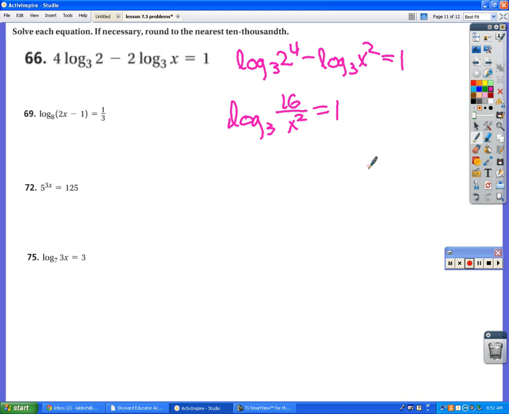Okay? And then this addresses the question that Alex asked earlier in class. He said, is it always going to be a 10? No. Now we have a 3 here. So it's going to be 3 to the first power equals 16 over x squared. This number to this power equals this stuff here. All right, so how do you want to solve that?